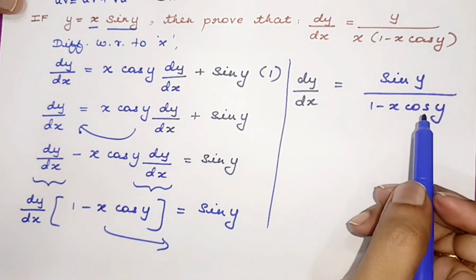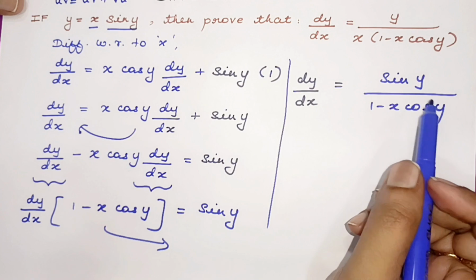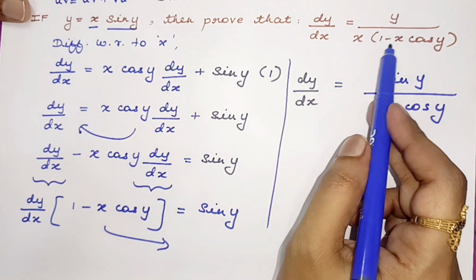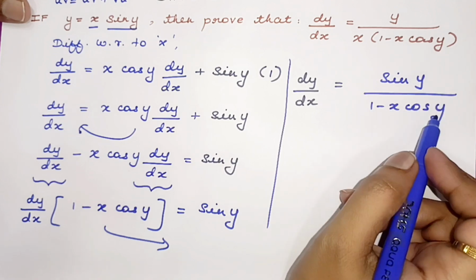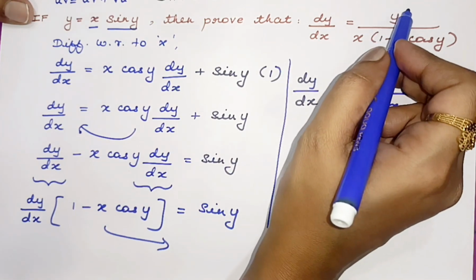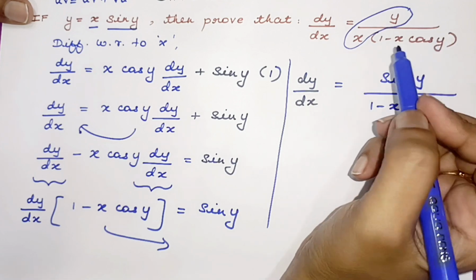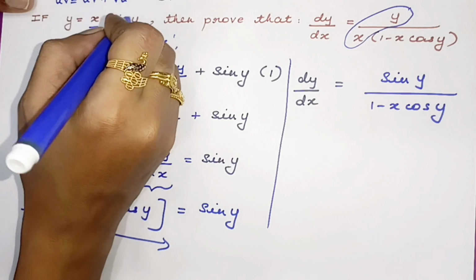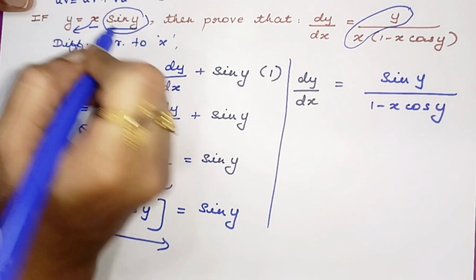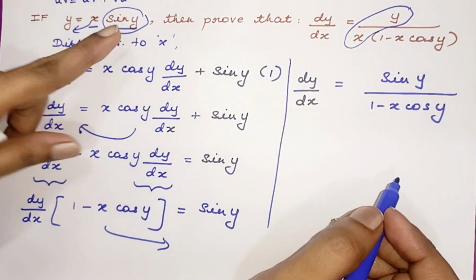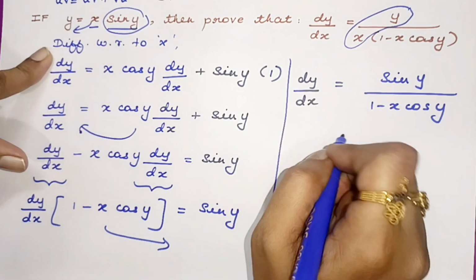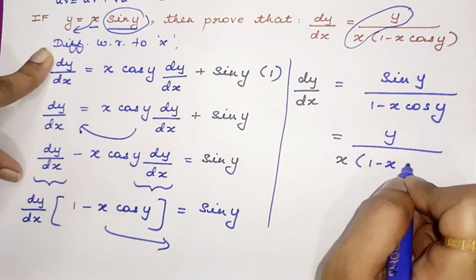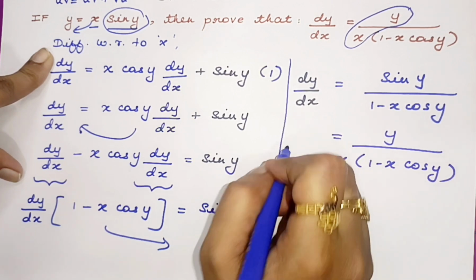Now listen. In the answer, I am going to compare this with the given prove-that question: y divided by x into 1 minus x cos y. We are getting 1 minus x cos y, but we have to replace the value of sin y. Let us see the question properly. We have to replace this sin y, and sin y is nothing but y by x. So we take it like that: y by x into 1 minus x cos y. So we have got the result now.